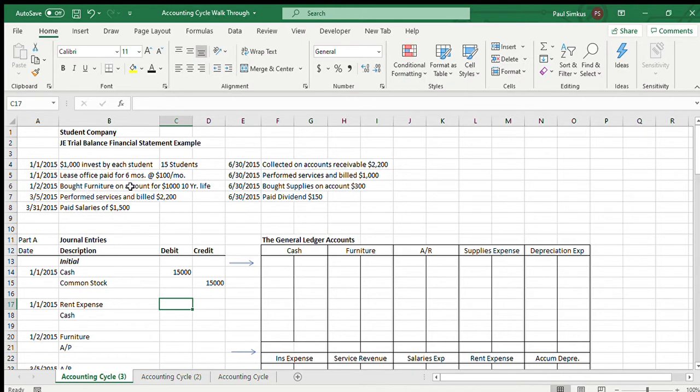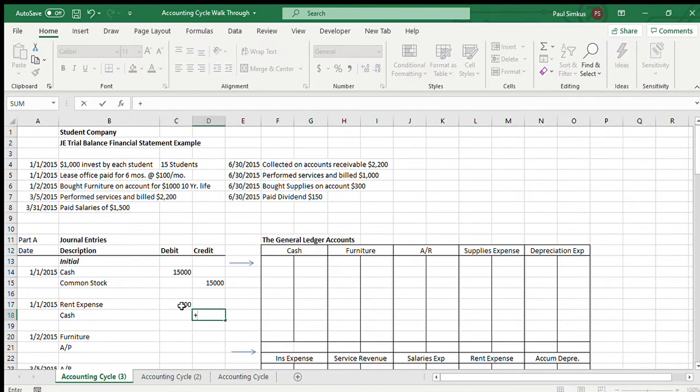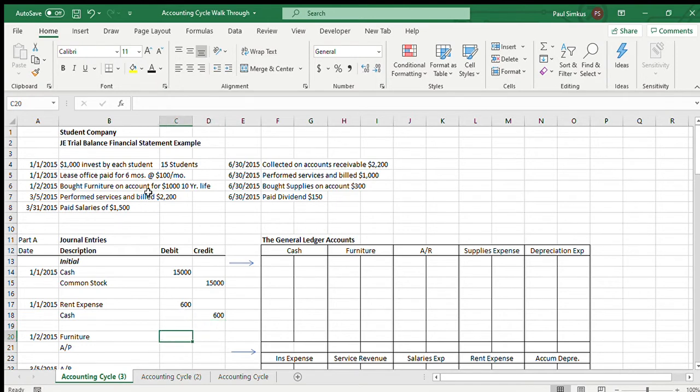They pay a whole year's rent. This is a short year, 6 months. So there's $600 to rent expense. You're expensing it all at once, and you paid it, so it's a credit to cash. You bought furniture for $1,000 with a 10-year life. We'll need that later. So there's $1,000, and we'll credit AP. You bought it on account.